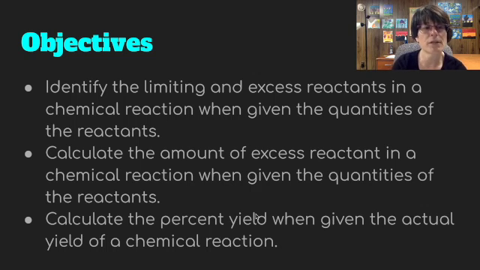All right, so our objectives today were to identify the limiting and excess reactants in a chemical reaction when given the quantities of the reactants, calculate the amount of excess reactant in a chemical reaction when given the quantities of the reactants, and to calculate the percent yield when given the actual yield of a chemical reaction. Don't forget your 5 questions and your margin, and we'll be working on some more of these problems in class. Also, this is it for this chapter, so you have all the information you need to take the test.